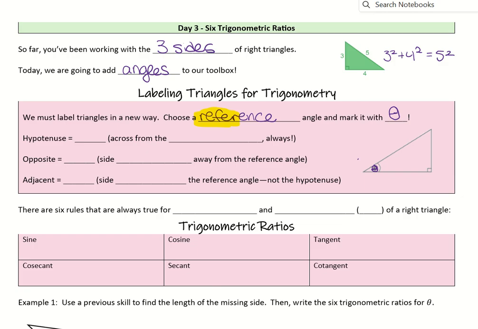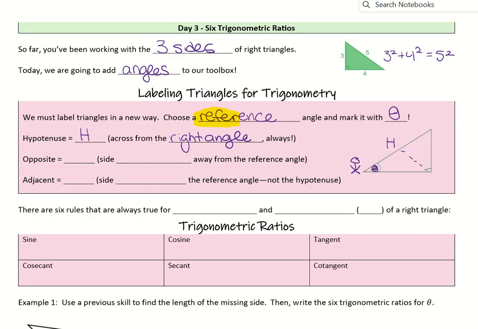Now, sometimes students like to draw a little stick figure there to help them think about if there's a person there, how can that help me label the other side? It's not required, but for some people it helps, so I'm going to show you. We always start by labeling the hypotenuse. We're going to use the letter H, of course, and the hypotenuse is across from the right angle no matter what. It doesn't matter where our reference angle is, this is going to be the hypotenuse because it's across from that right angle, always will be.